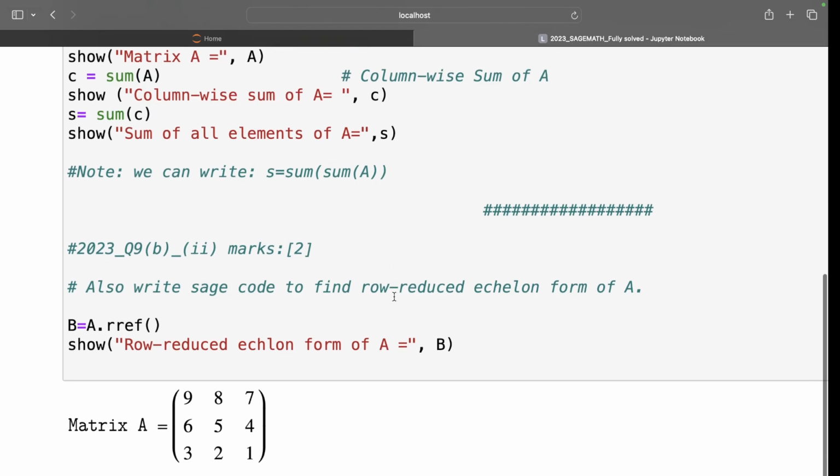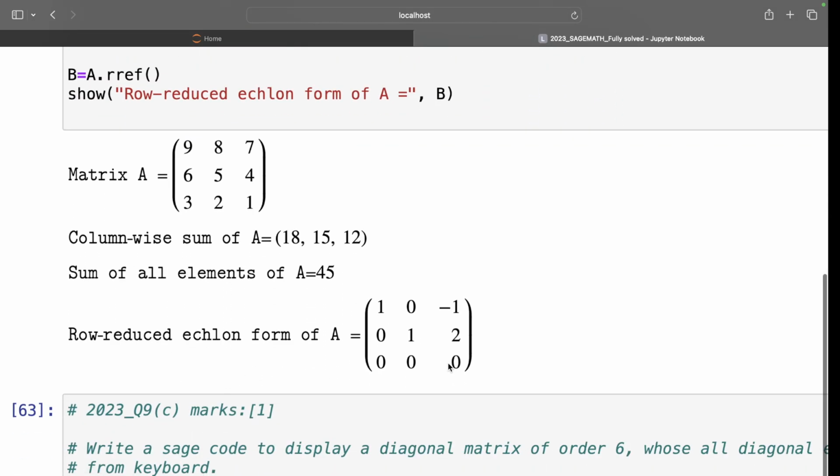Next question, part B2. Also write the Sage code to find the row-reduced equivalent form of A. This is the RREF, an inbuilt function in Sage. So B equal to A.rref(). B is the row-reduced equivalent matrix. The first element is 1, and below this first element in this column is 0. The second non-zero element is in the second row, this 1, and below this element is 0, all 0. This is the row-reduced equivalent form.